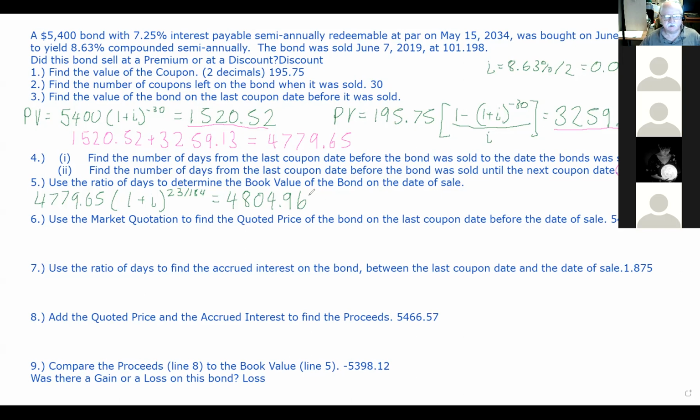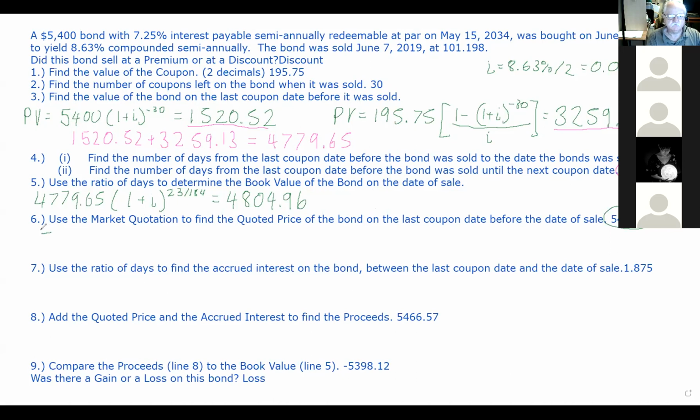This is in fact the answer we want. So then use the market quotation to find the quoted price of the bond on the last coupon date before the date of sale. And you got this answer correct. And so how did we calculate that?